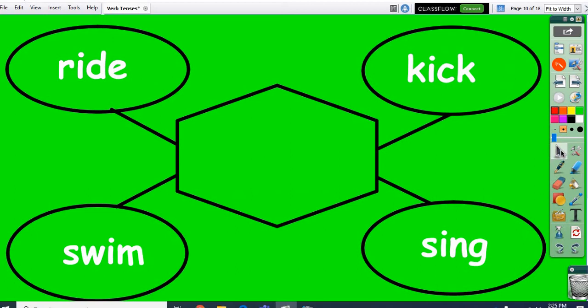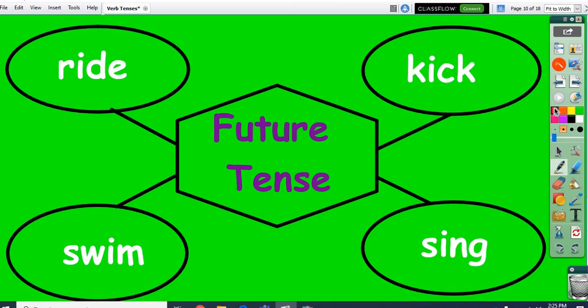Alright, and then on this one, I've got some more verbs. We've got ride, kick, sing, and swim. Those are all things you can do. This time we're going to make them future tense, which means we're going to do it in the future. We haven't done it yet. Do you guys remember what we have to add to make them future tense?